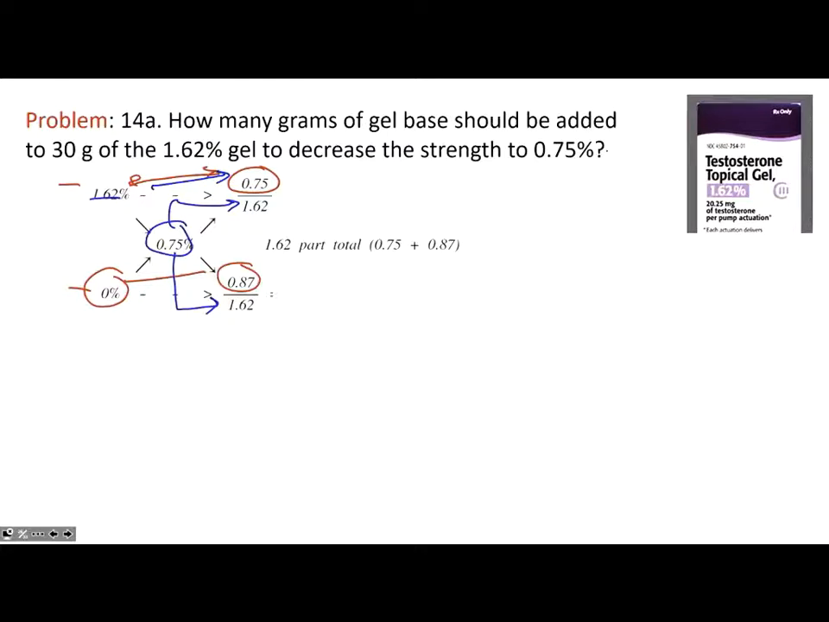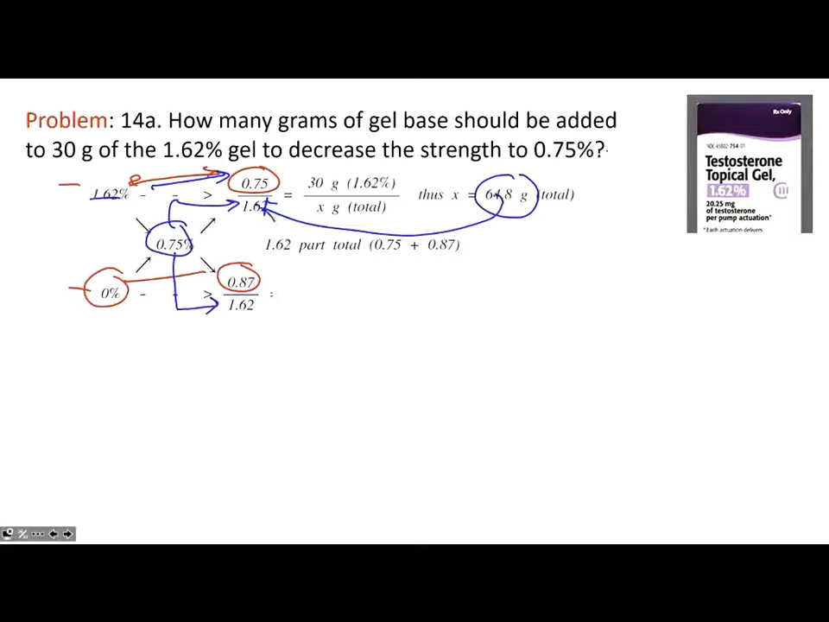So let's set that equal to 30 grams, because I know I have 30 grams of my 1.62%, which is representative of the 0.75 parts. I'm going to put that over x, and if I solve for x, I'm solving for the equivalent of weight now that represents the 1.62 parts, which is the total weight. So 30 times 1.62 divided by 0.75 gives me 64.8 grams. This answer is not my final answer. What is this answer? This answer represents the 1.62 parts.